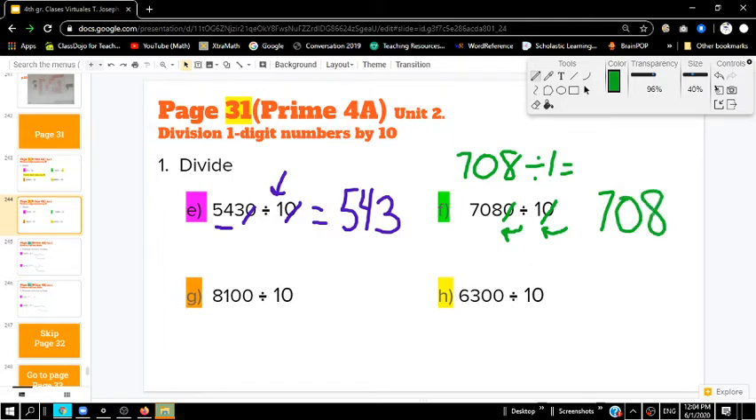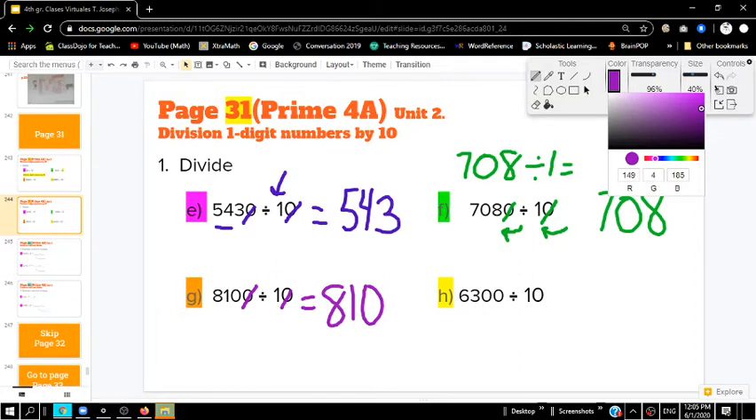All right, let's do the next problem. The next problem says 8,100. Well, 8,100 divided by 10 is the same thing as 810 divided by 1, which just equals 810. And the last problem is the same concept. 6,300 divided by 10 is the same thing as 630 divided by 1, which equals 630.